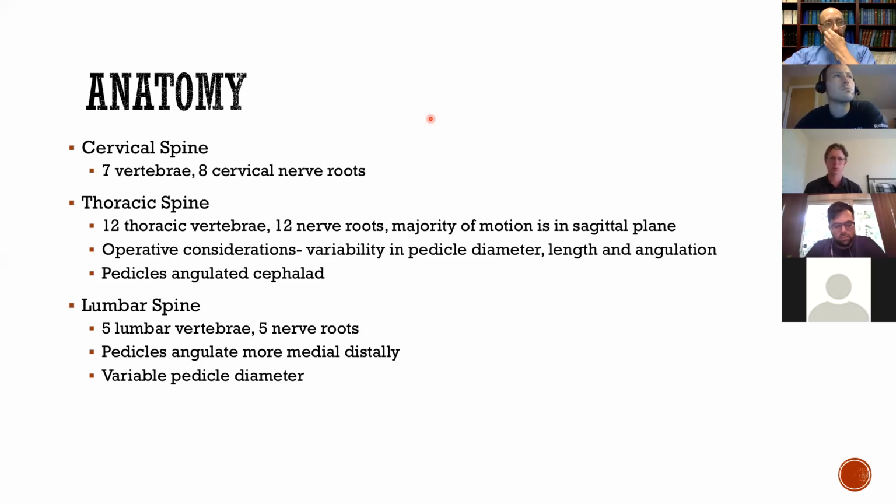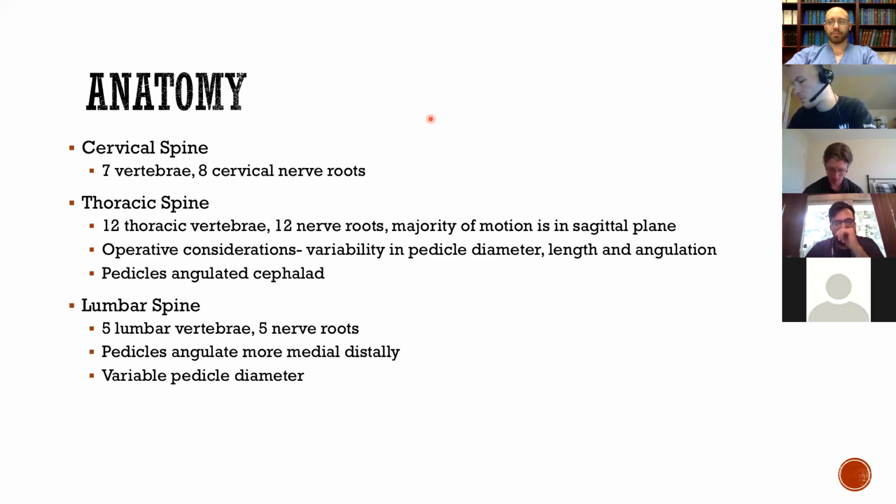Yeah. So just kind of a brief overview of anatomy of the spine. In the cervical spine, you have 7 vertebrae with 8 cervical nerve roots. In the thoracic spine, you have 12 thoracic vertebrae with 12 nerve roots, and most of the motion is in the sagittal plane, so kind of like bending forward. You don't get a lot of twisting there. You don't get a lot of side-to-side movement.